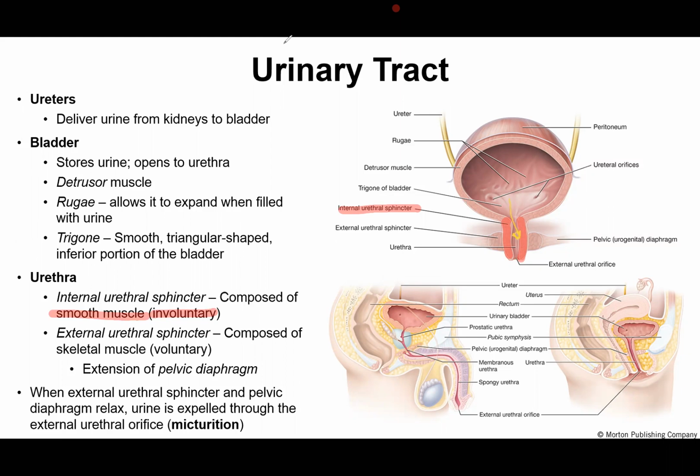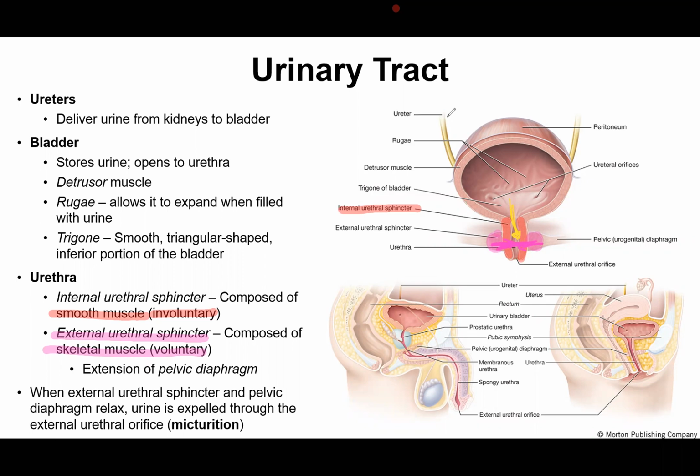But say you're not at a place that you can use the bathroom. That's where, thankfully, our external urethral sphincter comes into play, which is composed of skeletal muscle. So we see it here and here. And say that you don't have a bathroom nearby and you have to hold it, then that external urethral sphincter can contract, and there we create a blockage, okay?